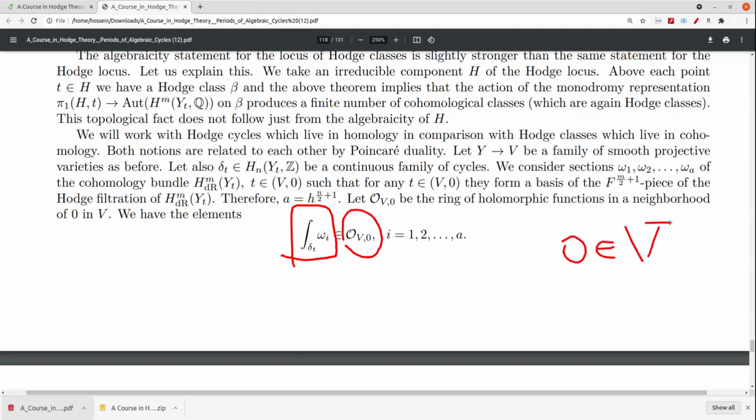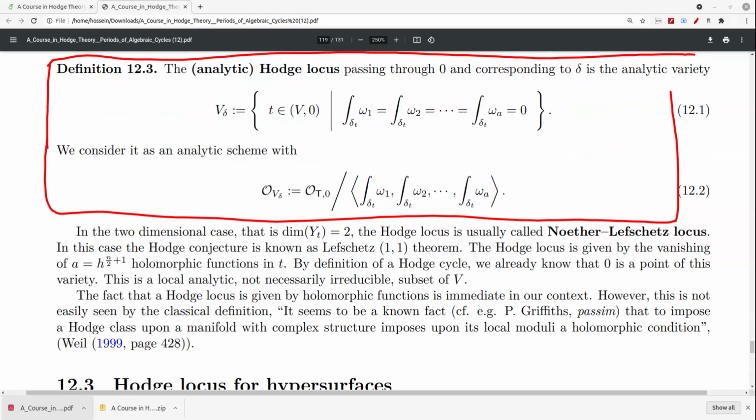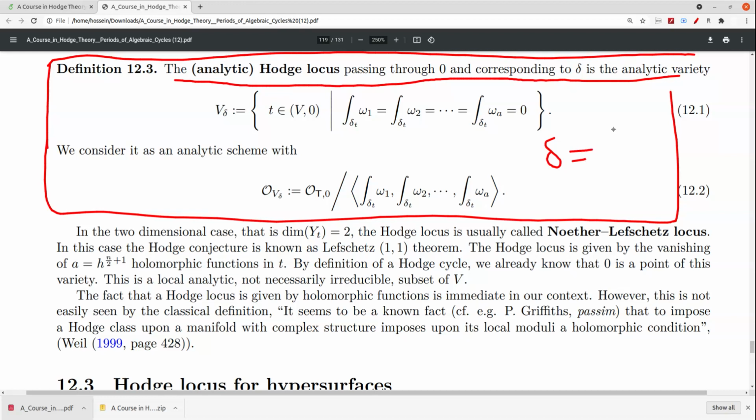So we have fixed a point or the variety x0, and since the integrals depend on t, we will get these holomorphic functions. And the definition is here. So the analytic Hodge locus passing through 0 and corresponding to the cycle delta, sometimes I write delta equal to delta 0, is the analytic variety, this one. So it is given by the zero set of all these integrals.